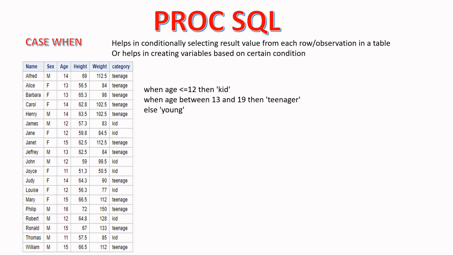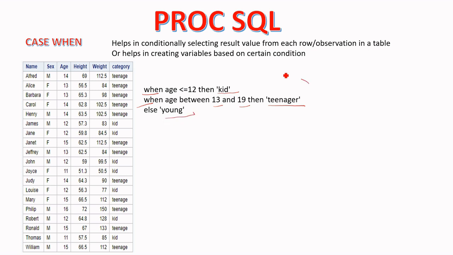Now we want to apply this kind of condition. So if you notice, this time we have two lines for when. One is this, the other one is this. So we want to say when age is less than or equal to 12, then mark it as kid. When age is between 13 to 19, then make it teenager. Otherwise, mark it as young.